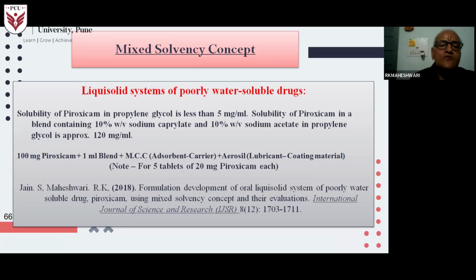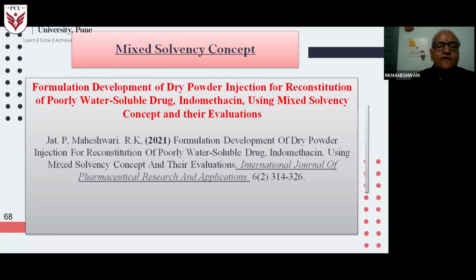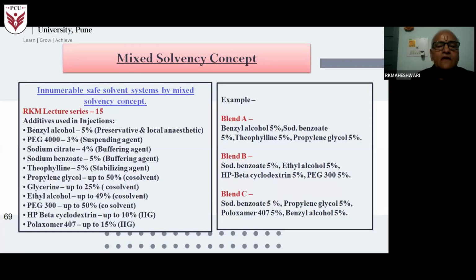Here, the non-aqueous solvent propylene glycol was used to make the liquid solid system of piroxicam. Solubility of piroxicam was improved in propylene glycol with the help of the mixed solvency concept using the solubilizing power of sodium caprylate and sodium acetate, and then the liquid solid system was adsorbed with the help of an adsorbent to make it free flowing, and then of course it was converted into tablets or capsules. Aqueous injections can be made with the help of the mixed solvency concept. Dry powder injection for aqueous, this is another work, published paper available online, and it is available with me.